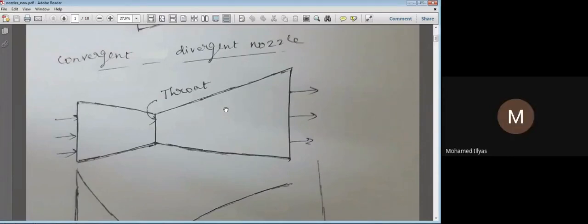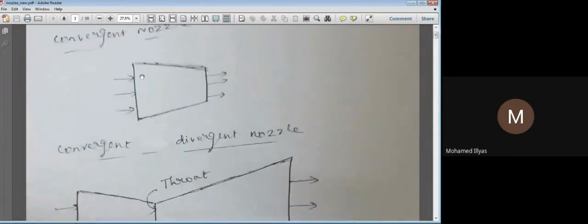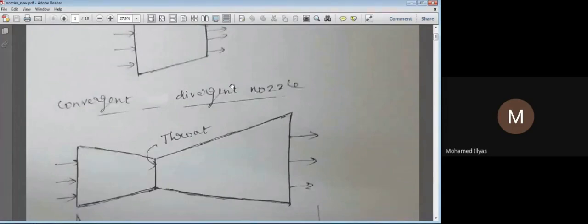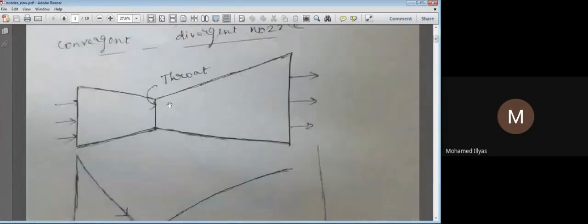Yes, very good question. I will answer for you. If you see here, this is your convergent nozzle. The pressure is decreasing and the velocity is increasing. You agree with that? Then you have a divergent nozzle, and here the area is increasing, correct? So obviously, since the area is increasing, the velocity here has to decrease, correct? But the velocity is increasing.